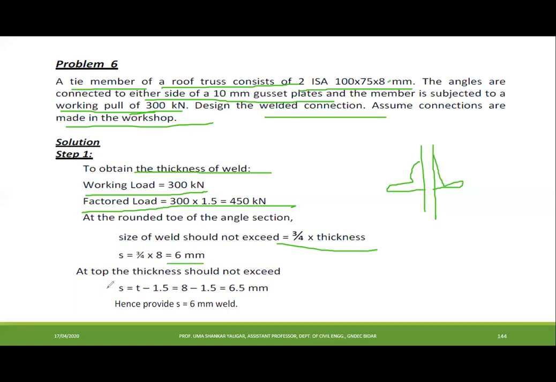And similarly, at the top, the size of the weld should not exceed the thickness minus 1.5, because we are making the welding at both parts, here and also here. At the top, the weld size is equal to T minus 1.5. T is 8 mm minus 1.5, that is 6.5 mm. These are the two values, but we have taken the size of the weld as 6 mm weld.